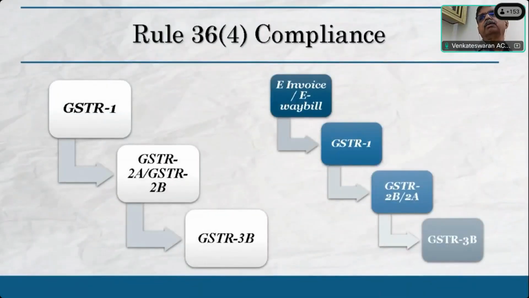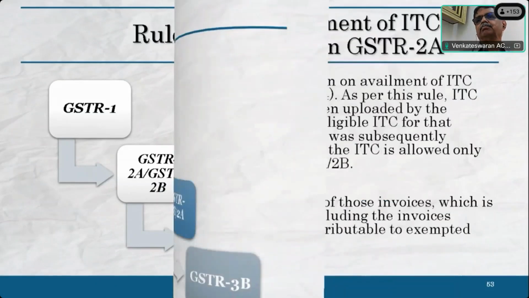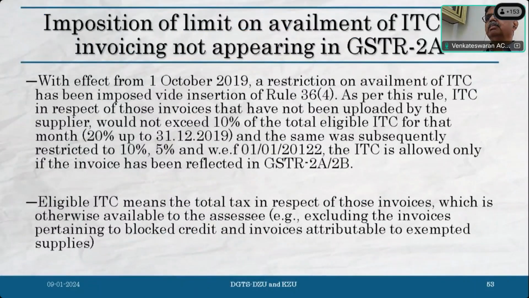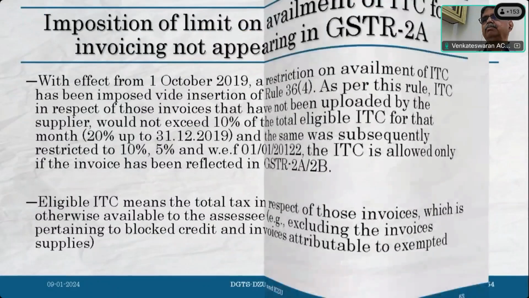So Rule 64 compliance: GSTR-1, GSTR-2A, GSTR-3B. So this is very mandatory. Along with that, you have to also ensure that e-invoice and e-way bill are required. Then based on the GSTR-1 being available, you will have a 2B. Based on that, 3B is available.